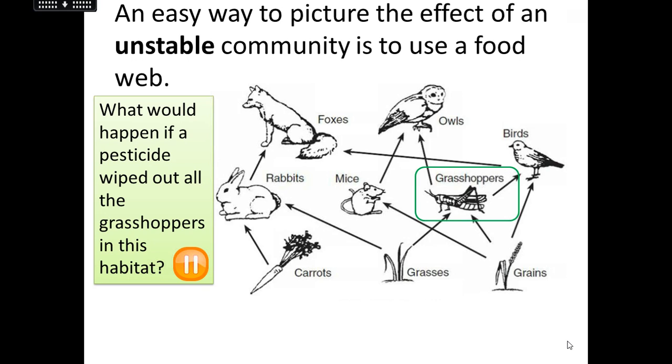So think about what would happen if a pesticide wiped out all the grasshoppers in this habitat. So the grasshoppers get wiped out. Can you pause the video and list down all the different things that you think might happen if grasshoppers no longer existed in that food web?